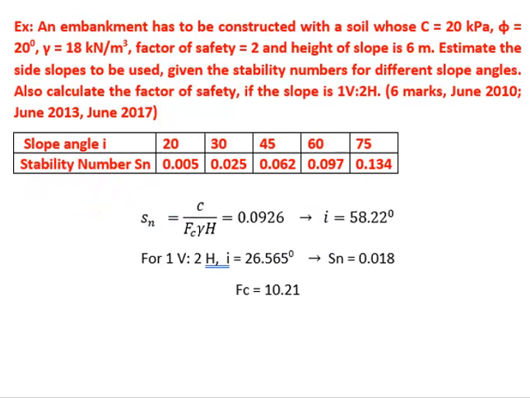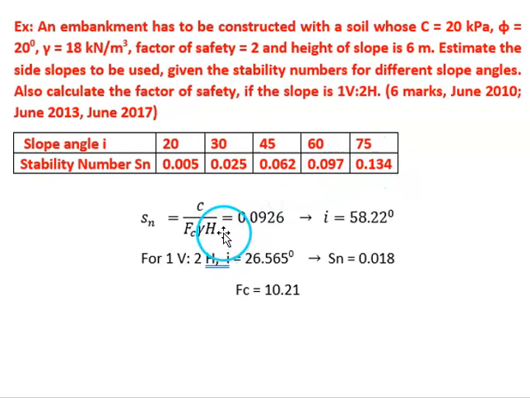There is one example. An embankment has to be constructed with a soil whose C equal to 20 kPa, phi equal to 20 degrees, gamma equal to 18 kilonewton per meter cube, factor of safety equal to 2 and height of slope is 6 meter. Estimate the side slopes to be used, given the stability numbers for different slope angles. Also calculate the factor of safety if the slope is 1 vertical to 2 horizontal. So here one table is also given, with stability numbers for different values of i.